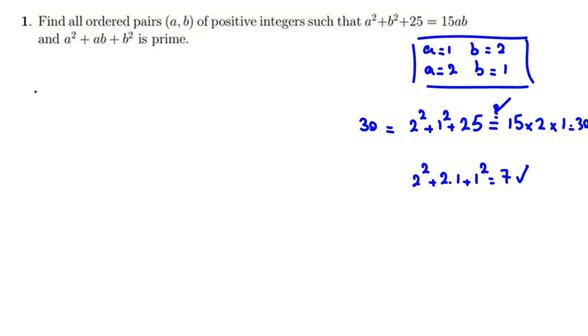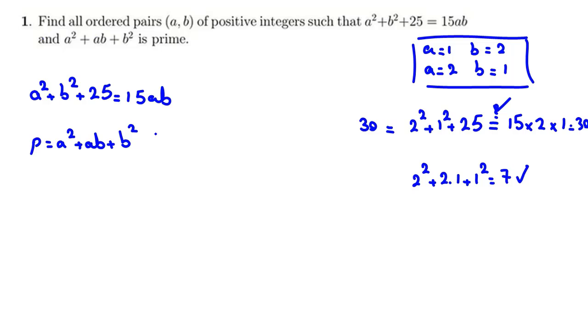Here, a squared plus b squared plus 25, the first assumption, equals 15ab. And our prime number is a squared plus ab plus b squared. When we have a squared, b squared, ab, we have a good change of variable. And also in SMT, Stanford Math Tournament and Harvard Math Tournament, it is useful. At the end of the solution of problem number 1, I will write some homework so that you can solve related problems in Stanford and some other exams. Pause the video and try to think which change of variable is useful.